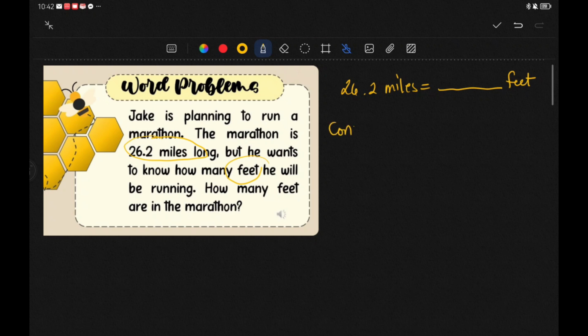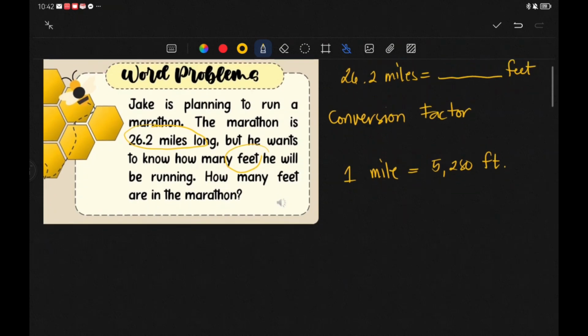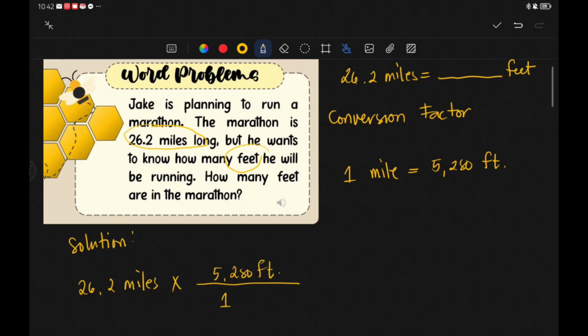So we need to remember the conversion factor of 1 mile is equal to 5,280 feet. Now, for this solution, that is 26.2 miles times 5,280 feet over 1 mile.